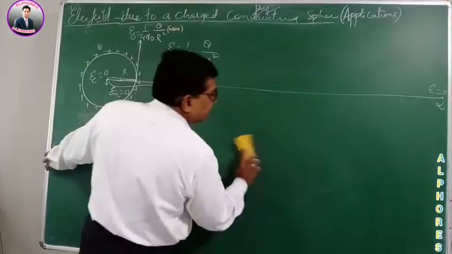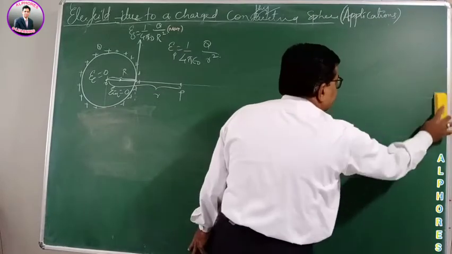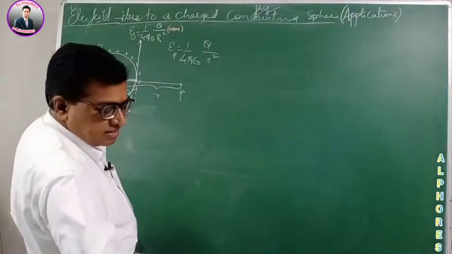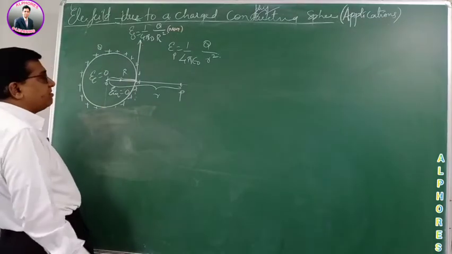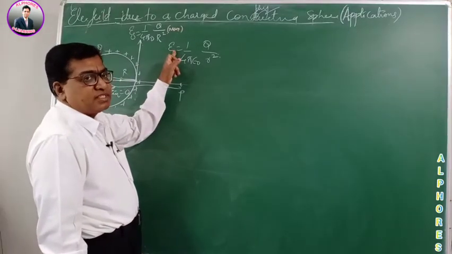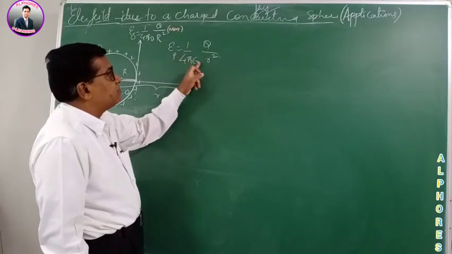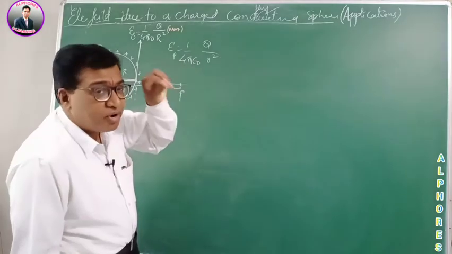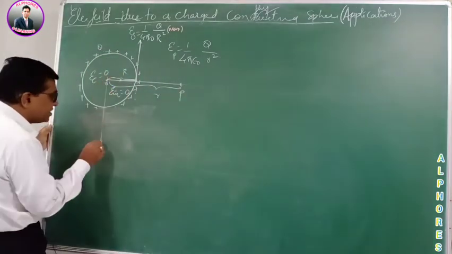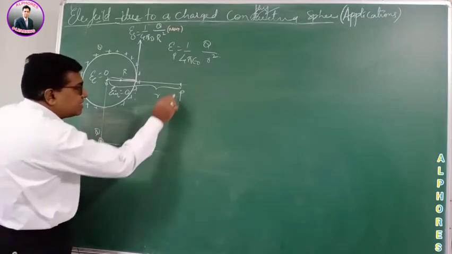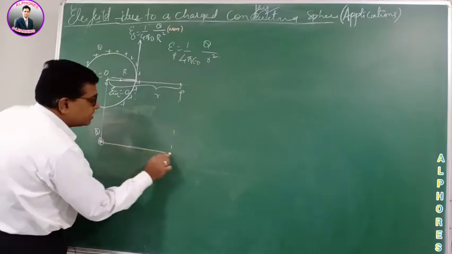Now comparing the electric field of this conducting sphere with the electric field due to a point charge. The electric field due to this conducting sphere is E equal to 1 by 4 pi epsilon naught q by r square at a distance r. Even for a point charge, suppose I imagine a point charge here, at a distance r from it.